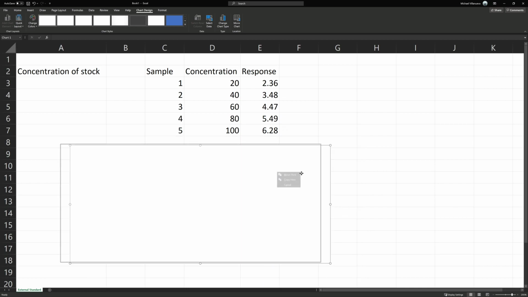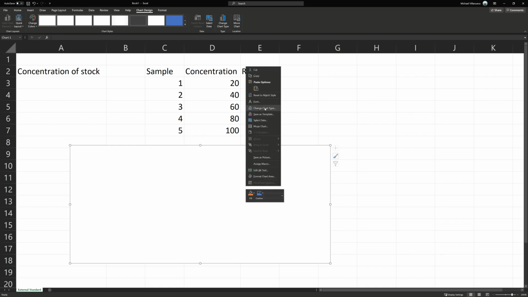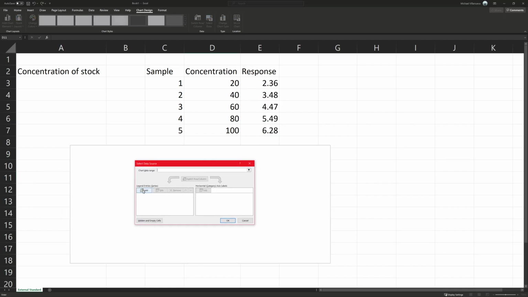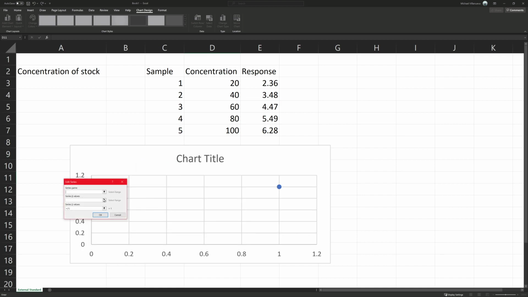So here is our scatter plot. We're going to select data. We are going to go to add, and then we are going to select series X values. You could hit this arrow right here. And so we're going to select our X values. Remember, we want to use concentration as X. So we'll use concentration as X. We will then hit enter on our keyboard.